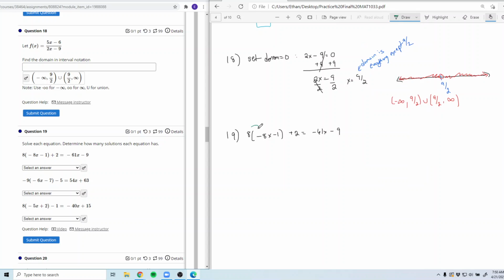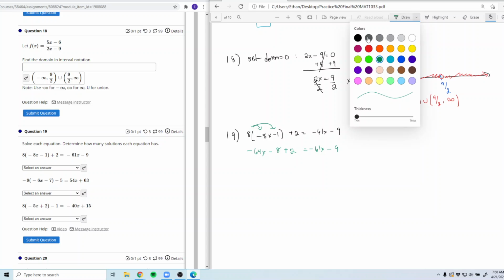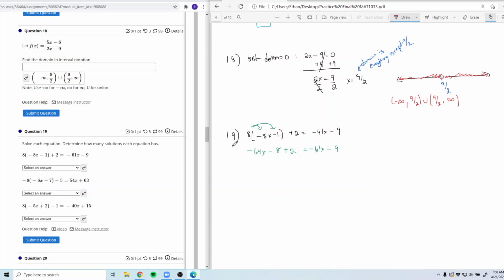All right, so let's go ahead and solve. Got to distribute the 8 through. We got negative 64x minus 8 plus 2 equals negative 61x minus 9. This is very similar to, I think it was the very first problem in the practice test. We just have to do 3 times and then answer it slightly differently. We want to gather the x's on one side. I can add the 64x to each side.